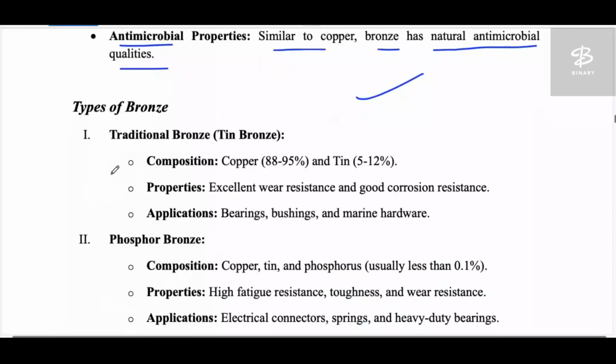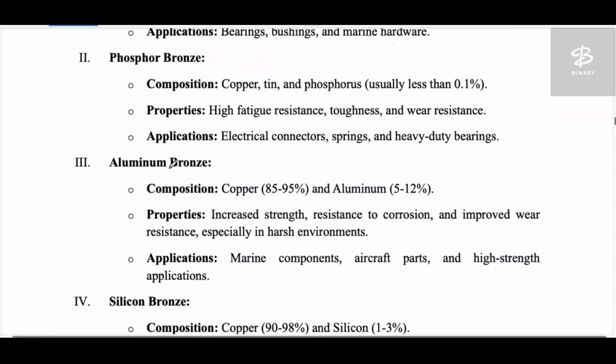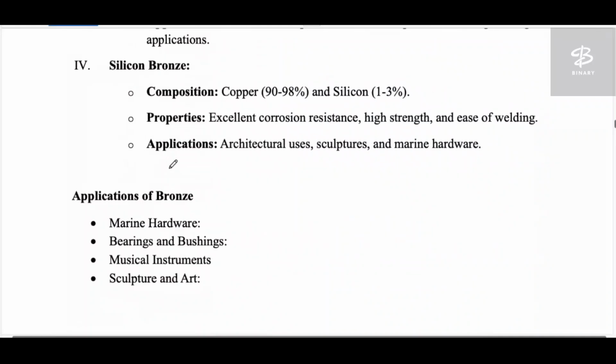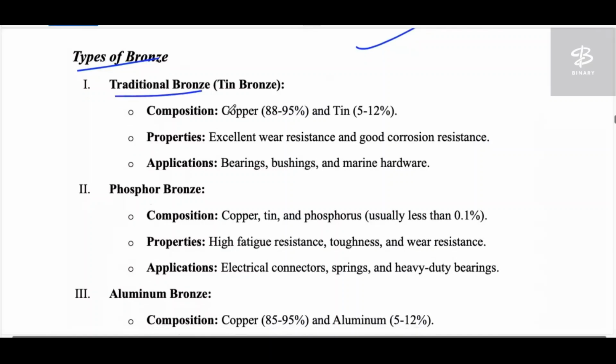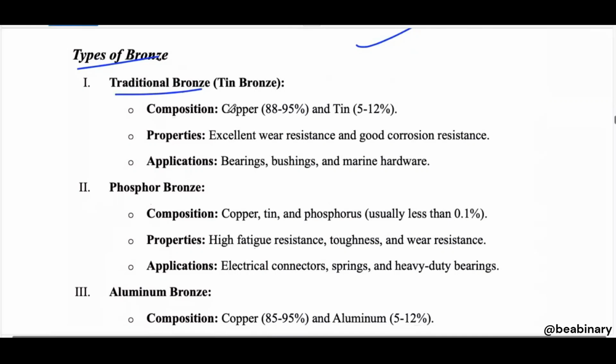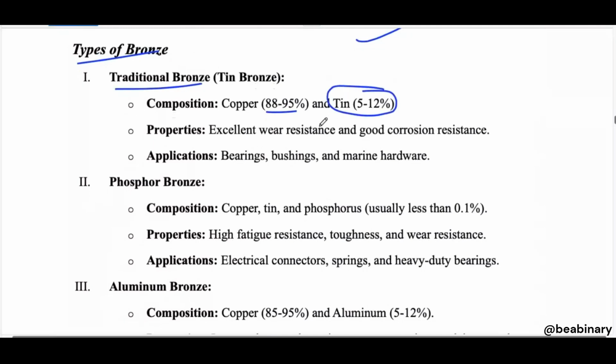Now, types of bronze. We have four types of bronze, the same as in brass. First, the traditional bronze. So what is there in traditional bronze? The copper is 88 to 95%, and only 5 to 12% is tin. So this is the traditional bronze that we have.